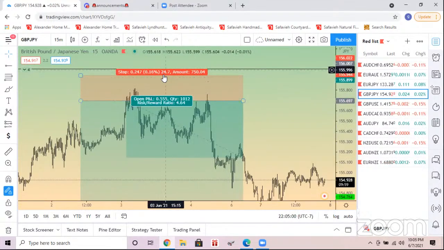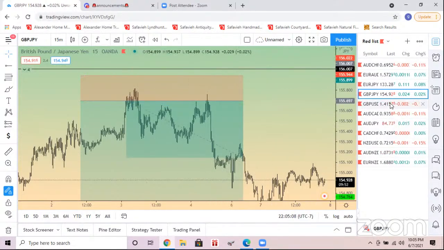This was because of this stop loss right here. As you can see, it did distribute and give us a chance to re-enter. I just didn't catch it.